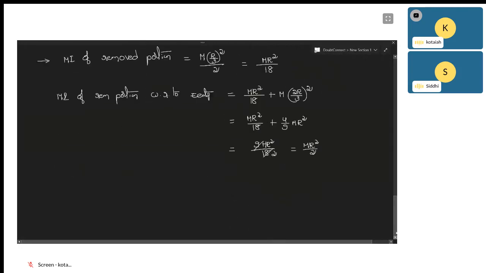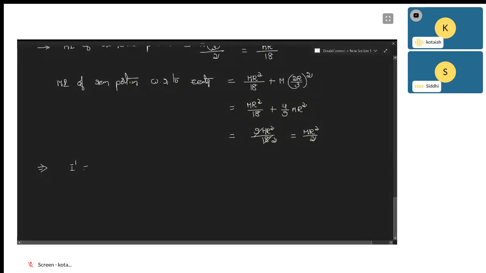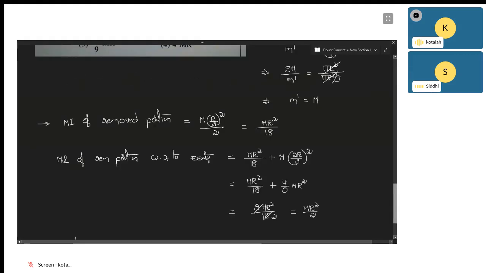Okay. So the moment of inertia of the remaining portion is equal to the original moment of inertia. What is the original moment of inertia?